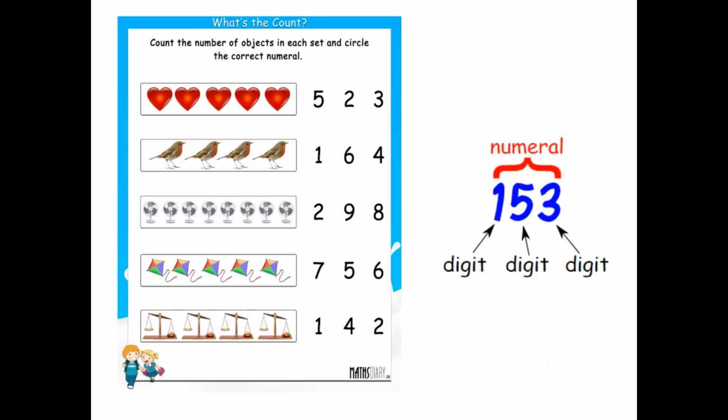So for example, we have 153. So a single number represents a digit. So 1 digit, 5 digit, 3 digit. If we are going to compress this together, we have a numeral. So 153. So the idea of having 153 of an object is what we call the number. So for example, you can see there 5 hearts. Okay, and then you have there 4 birds, and so on and so forth.